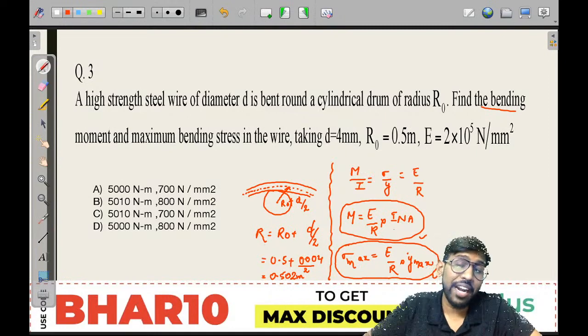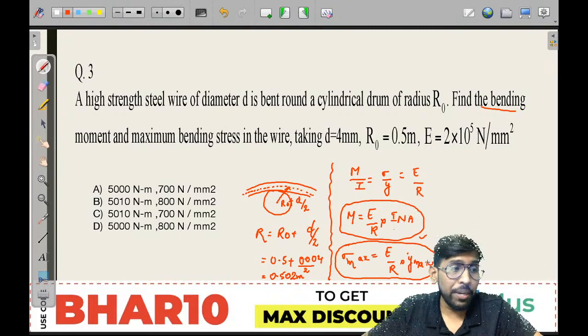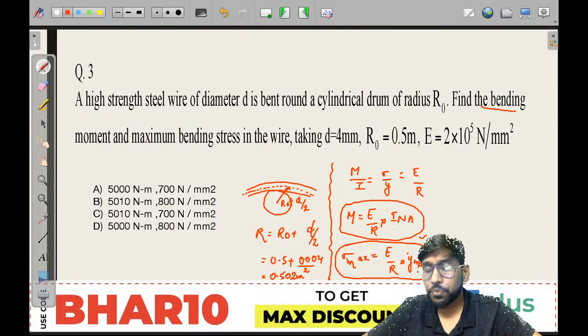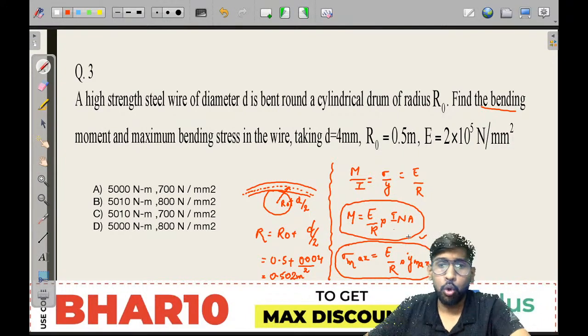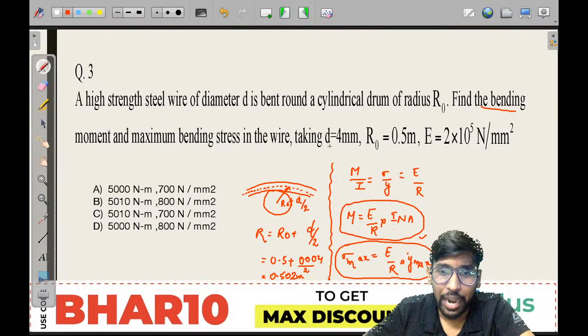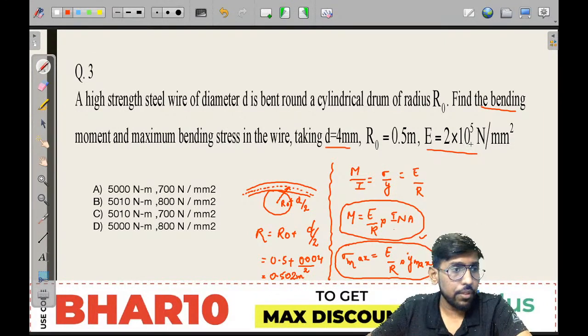Actually, these were the questions I did in the live test, because few students were not able to answer many of the questions. That's why I thought to repeat this question here so that you all can understand each and every part. Get me the value of M and sigma max from these relations. You know the value of R, the diameter, and E. Try to get the answer.